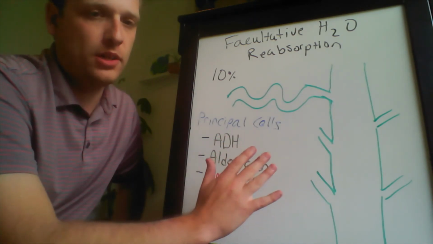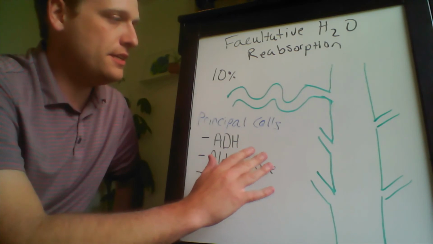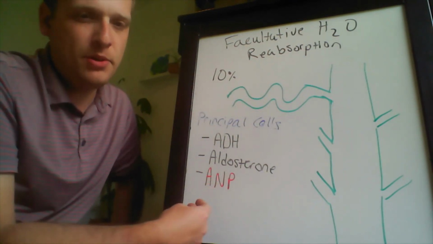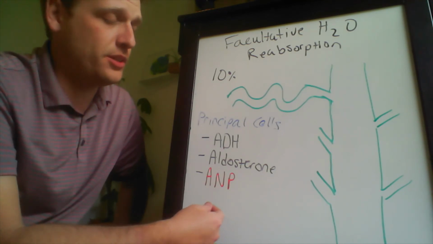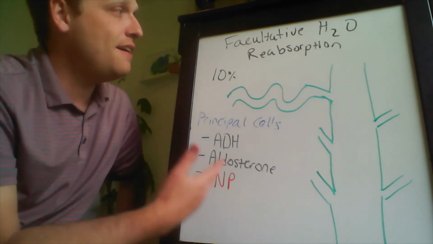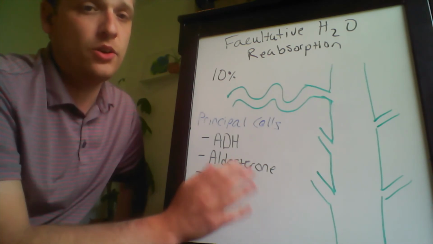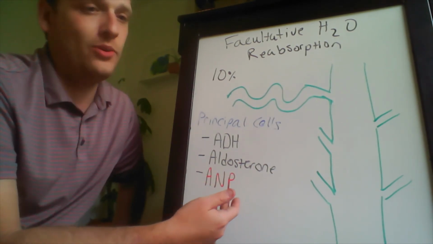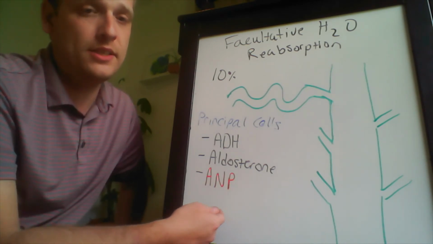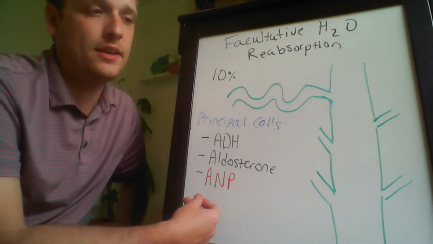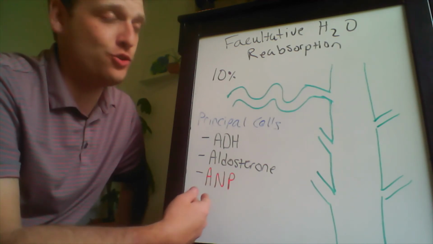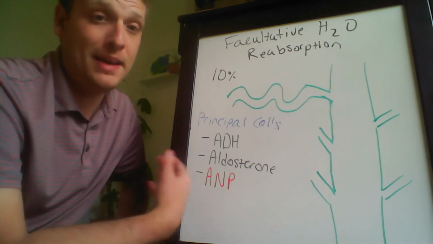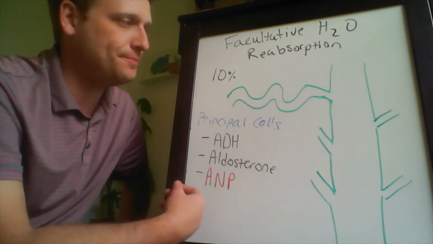But what we're going to focus mostly on is facultative water reabsorption. As opposed to obligatory water reabsorption that we mentioned previously, facultative water reabsorption is going to occur as the body needs it, so in response to release of certain hormones. The body has great control over facultative water reabsorption, and that's going to help us to be able to maintain fluid homeostasis.